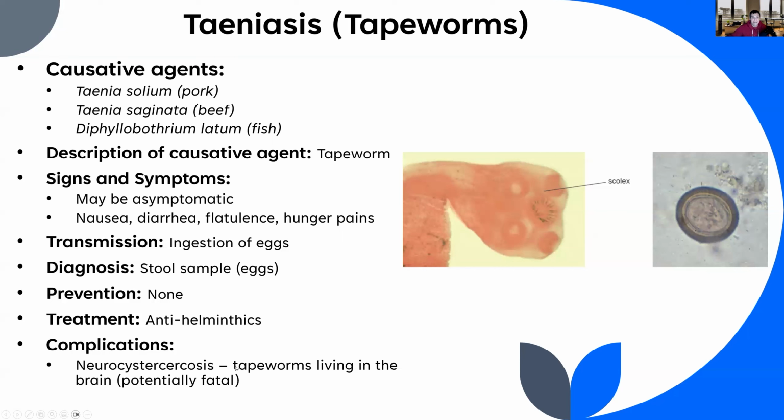The one thing that is potentially fatal is something called neurocysticercosis. Essentially, the tapeworms make it out of the intestine. They go to other parts of the body, in this case, the brain. And if they get in there, that could be fatal because obviously damaging the brain is problematic.